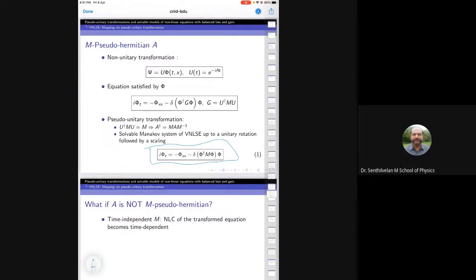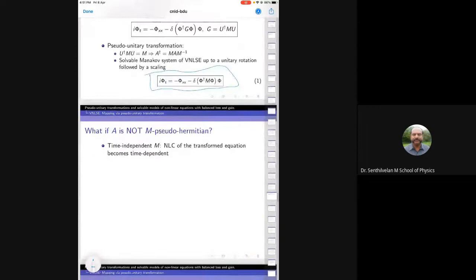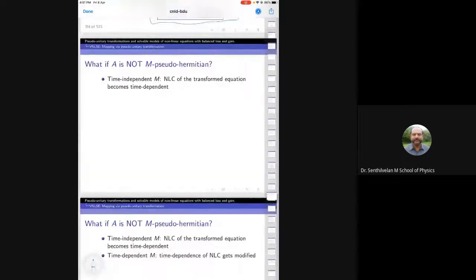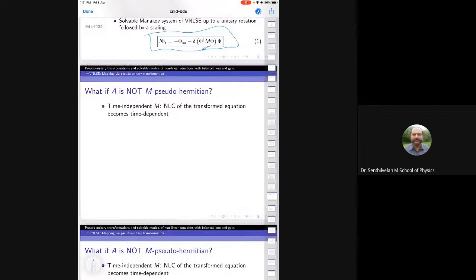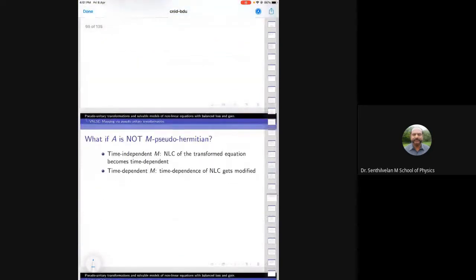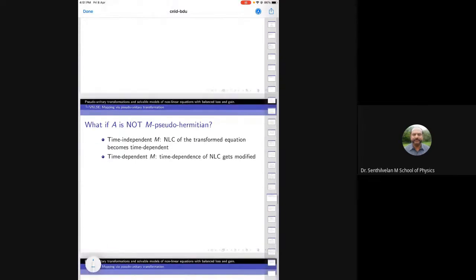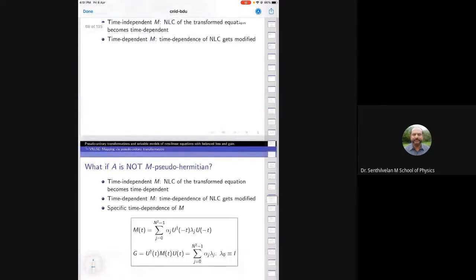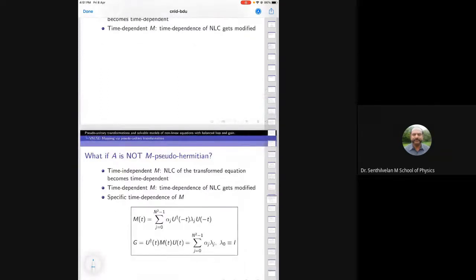Well, in that case, this M matrix becomes different. Suppose we start with a time-independent M, then through this transformation we can get an independent, exactly solvable model. If M is time dependent, then due to this transformation, the time-dependent NLC gets modified. But this part one has to solve exactly. It is not a direct mapping to the Manakov system. These are just mathematical details. I am running out of time, so I am not describing these mathematical details.